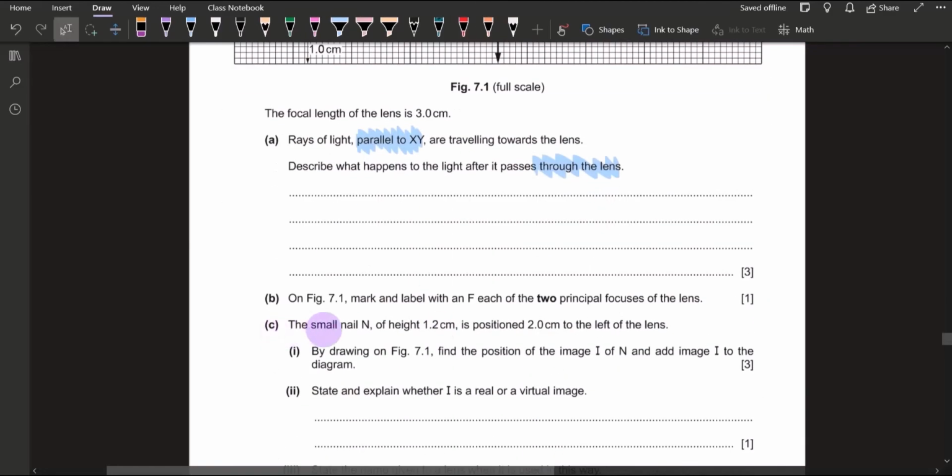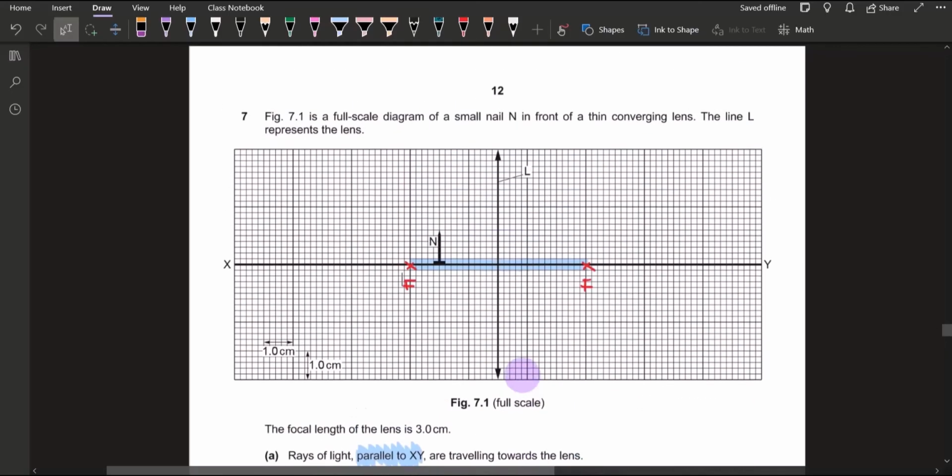Next in part C, it says the small nail N is positioned 2 centimeters to the left of the lens. Part I says by drawing on figure 7.1, find the position of the image I of N and add image I to the diagram. So this is our small nail N. We have to draw a diagram here. And in part A it says that the rays of light parallel to XY are traveling towards the lens. So there is a ray traveling parallel to XY, which is going to be here, and it passes through the lens.